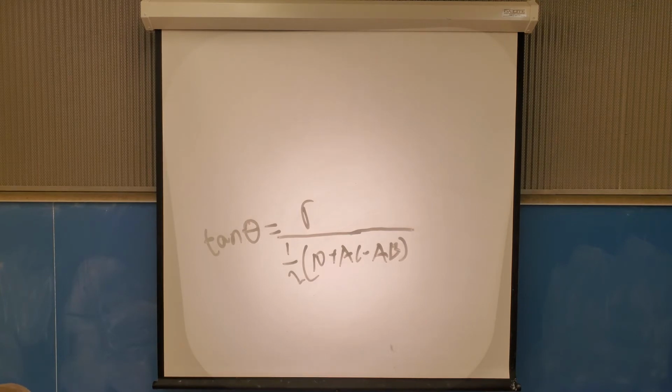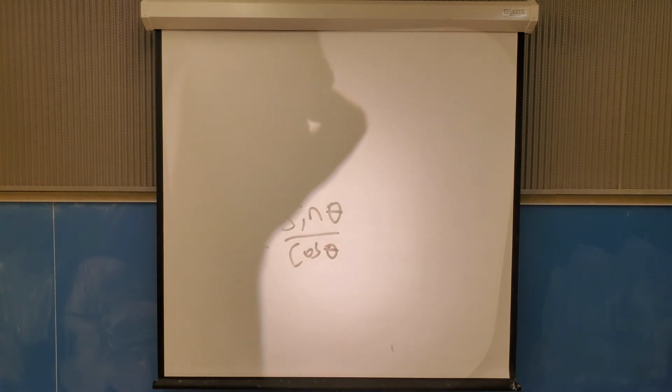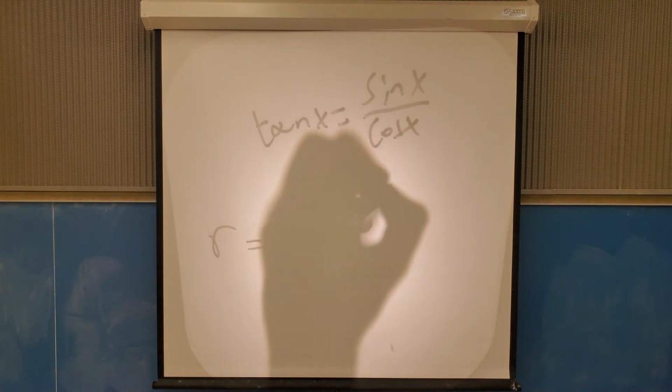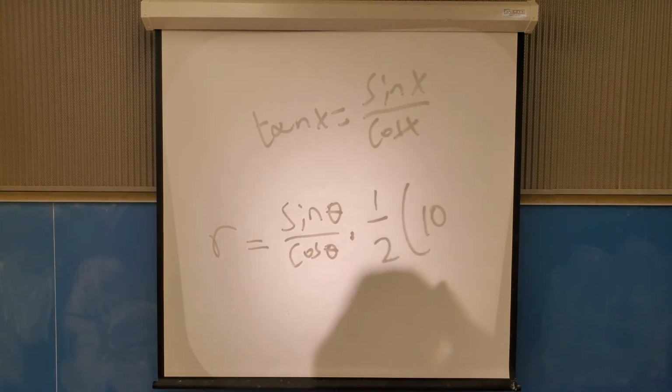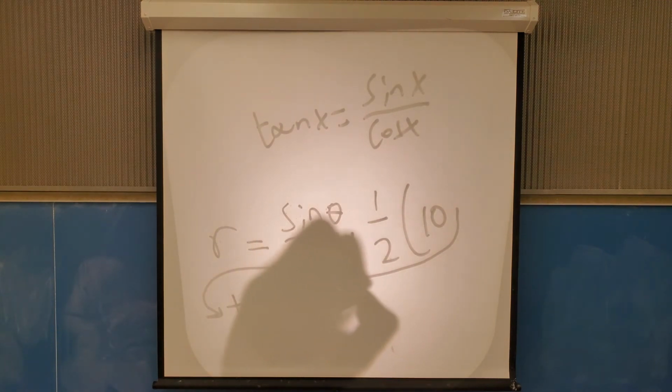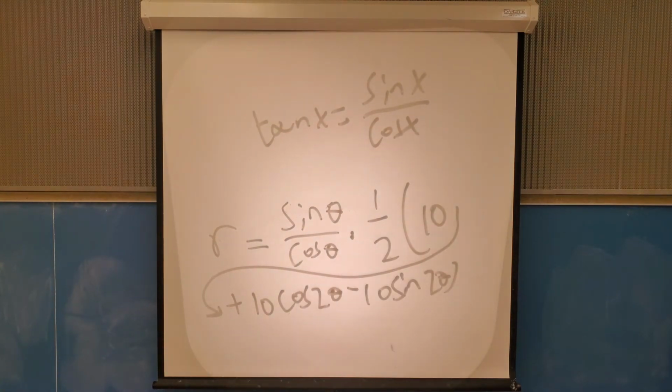So now again we're going to be solving for r, and we're going to be using our trig identities to help us solve this equation. So we're going to go ahead and rewrite this again. Since we're solving for r, we're just going to do r equals, and then we will have sine theta over cosine theta, because as we know the trig identity, tangent of x equals sine of x over cosine of x. So that explains why a tangent all of a sudden became sine over cosine. And then we're going to go ahead and multiply this by 1/2 times 10 plus 10 cosine 2 theta minus 10 sine 2 theta.